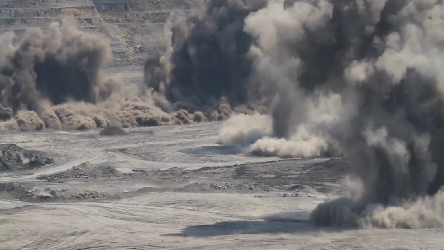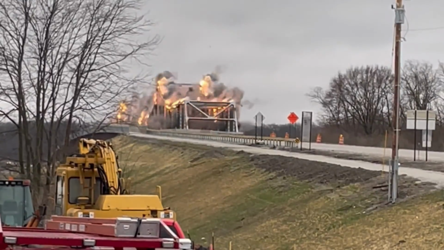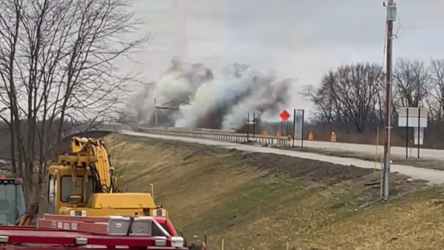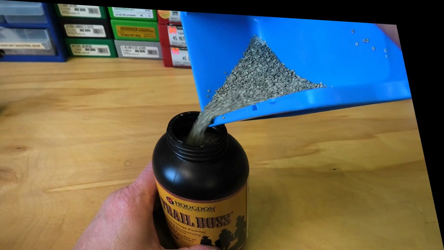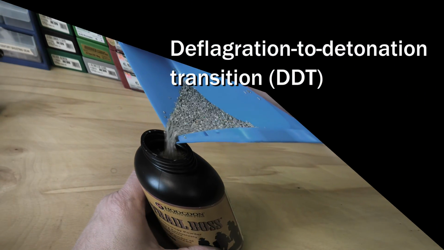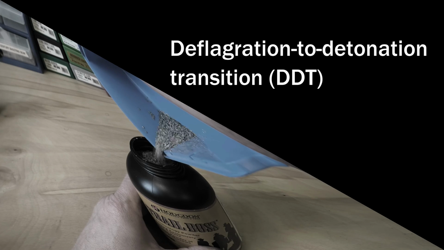A shockwave, usually from a detonator cap or booster charge, propagates through the compound, causing the explosive to release its energy. Smokeless powders don't usually detonate, but there is something called a deflagration to detonation transition, or DDT, which can take place under certain conditions.